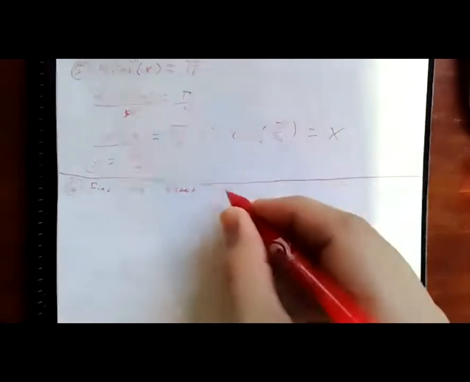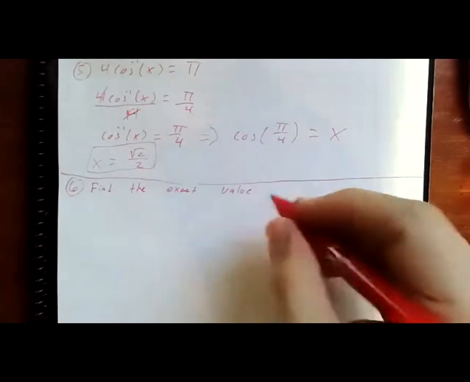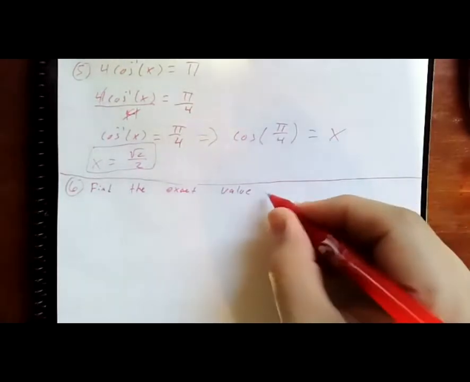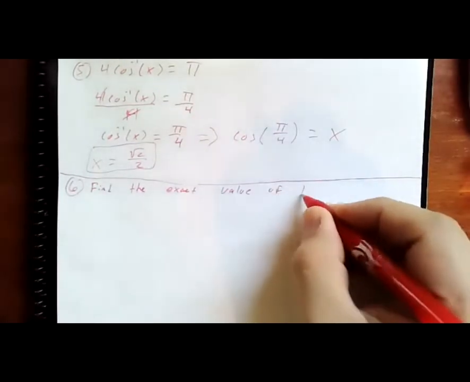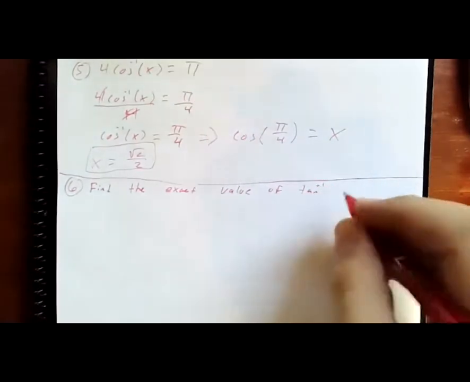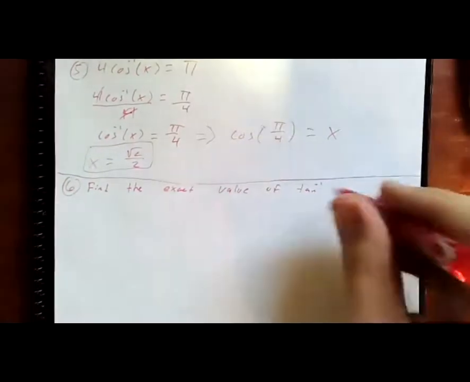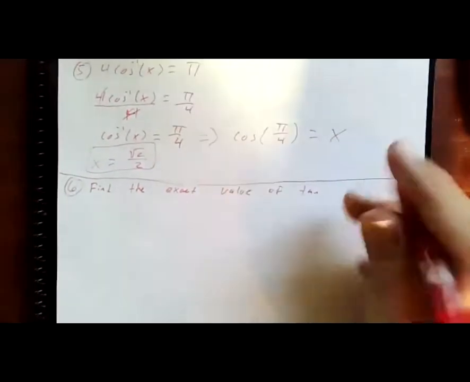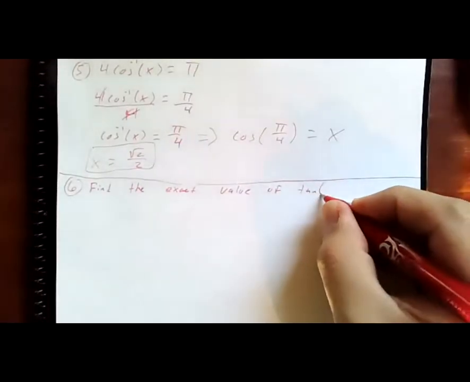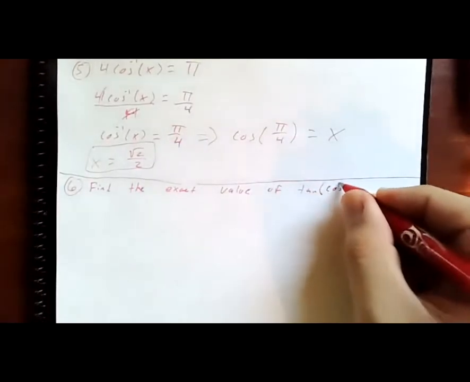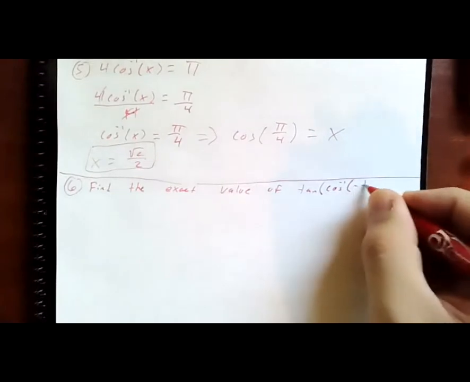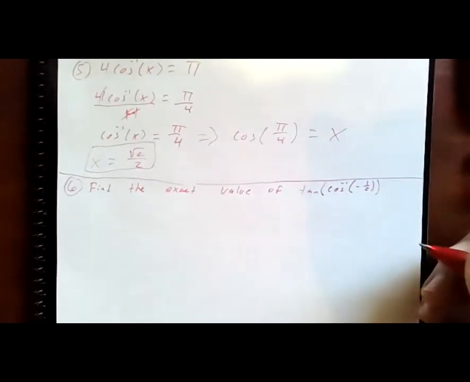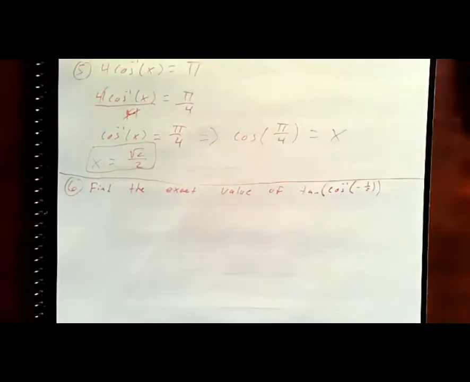Find the exact value of tangent inverse. Actually, it's just regular tangent, of cosine inverse of negative 1/2. So we did a couple of these in the beginning of chapter 8. We have to build a triangle.